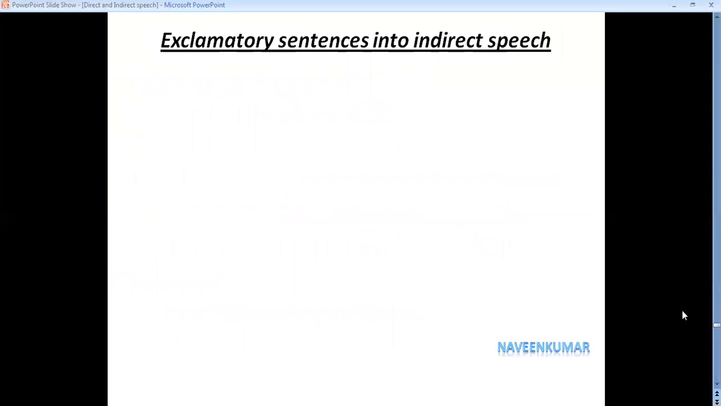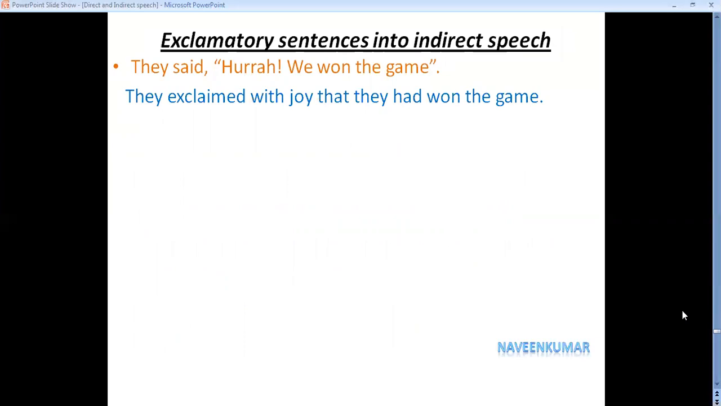Now the exclamatory sentences into indirect speech. How to change the exclamatory sentence into indirect speech? They said, hurrah, we won the game. They exclaimed with joy that they had won the game. So once again here, the table comes into play. We won the game, that is simple past. So simple past becomes past perfect. So they had won the game.